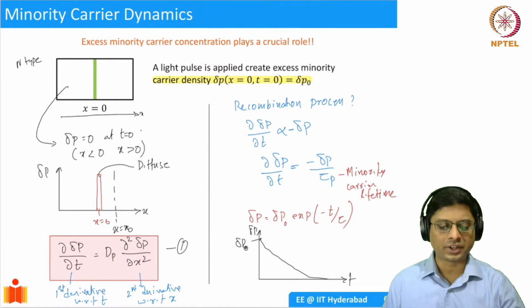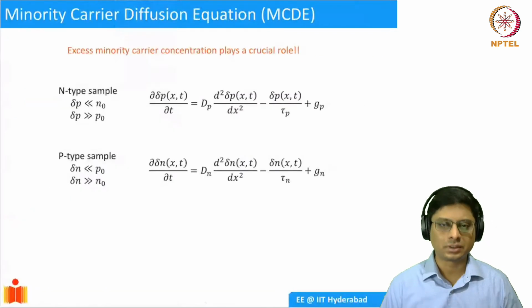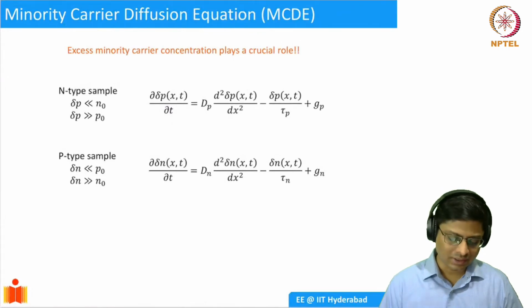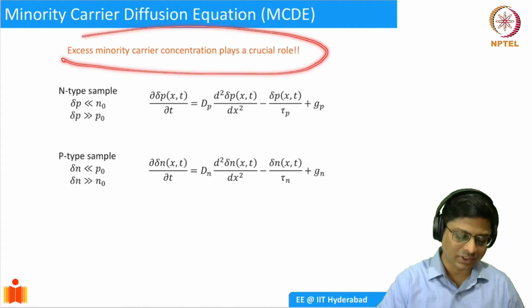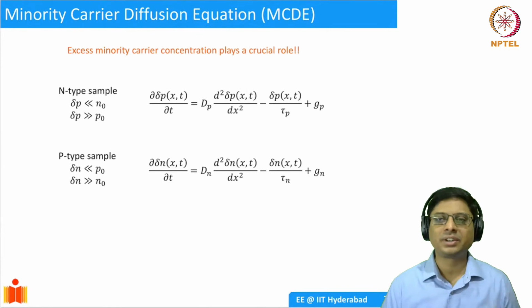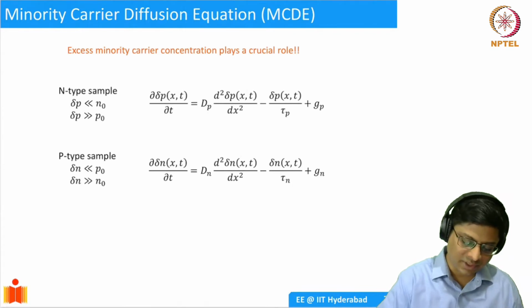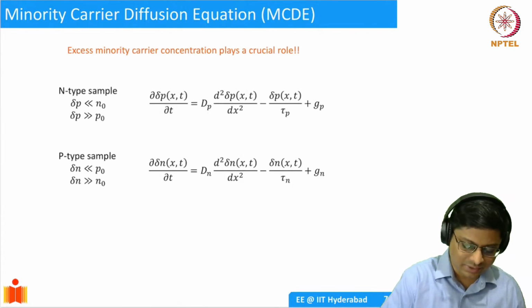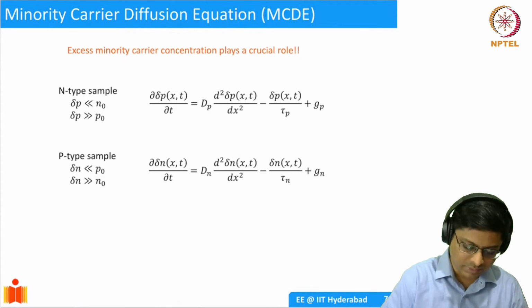So what we'll do is we'll try to sum them up into an equation which we call the minority carrier diffusion equation. This is something that you will see in many places. Okay. So what we did, we're just recapping. We are saying that excess minority carrier concentration plays a very crucial role, and the diffusion equation that controls that can be written in this form. So we are combining both the diffusion process and the recombination process. So this is basically time variation at a particular position.